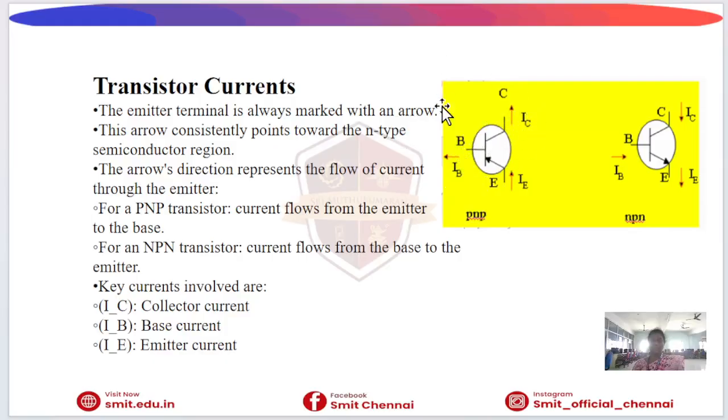Next one is the collector current. This is the large current. This is only the output current. So the emitter current is the total current leaving or entering the emitter. So this is the total current. So IE is equal to IB plus IC.